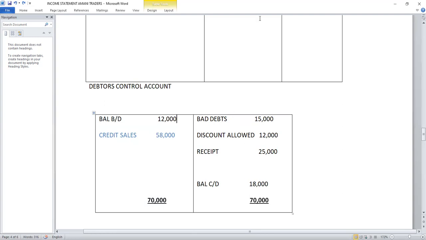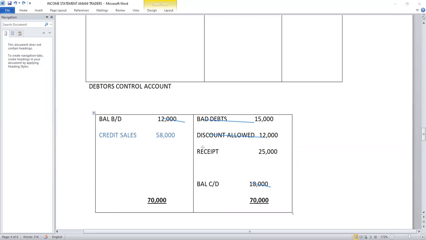Let me show you guys. So this is the balance carried down we have here, and this is the balance brought down. So we start with the balance brought down on the debit side. This is the balance carried down on the credit side. And then we are having bad debt and discount allowed in the equation. So bad debt will reduce our debtors. Anything that reduces the debtors, you need to credit. So we credit the bad debts, we also credit the discount allowed.